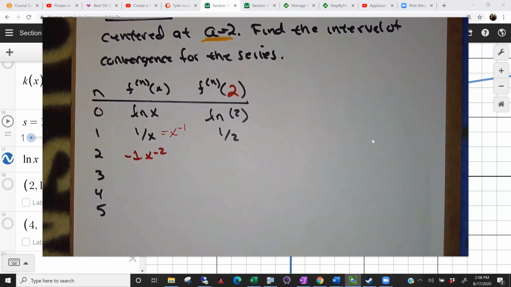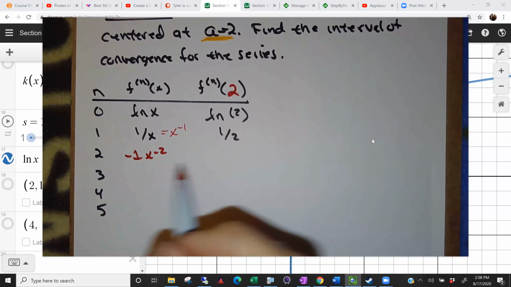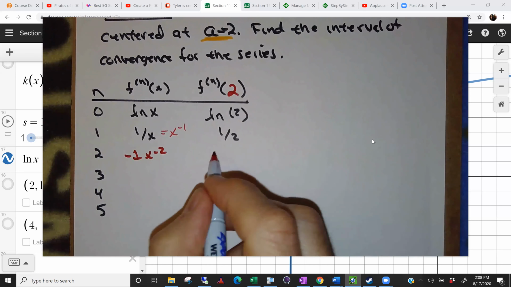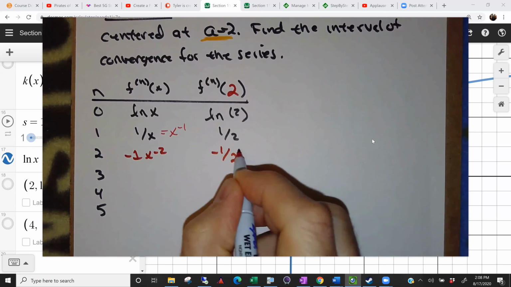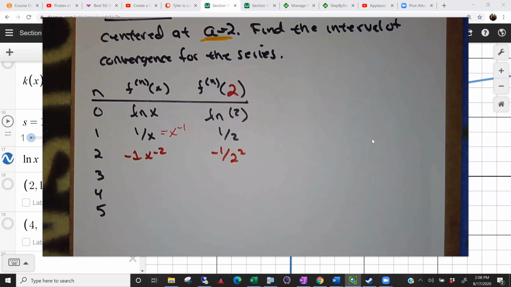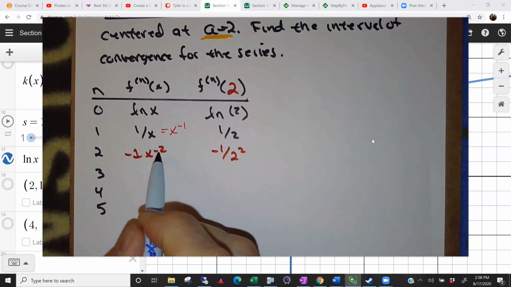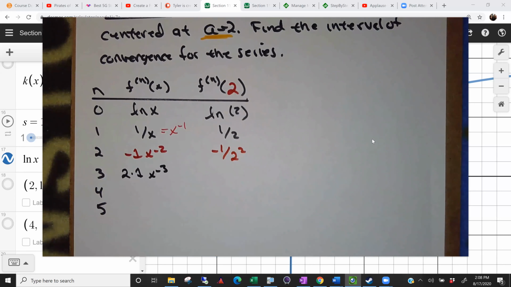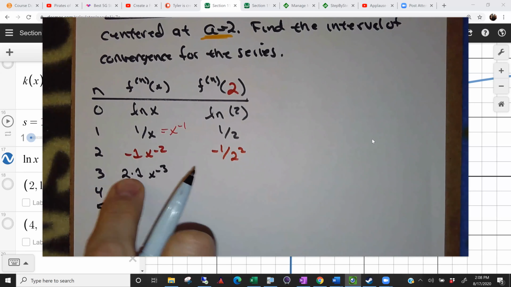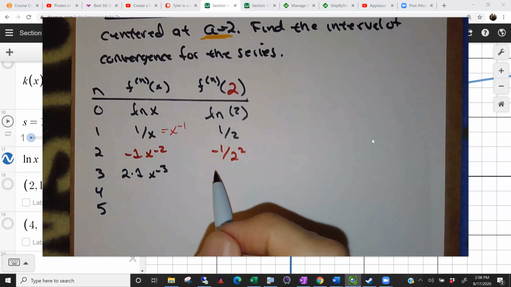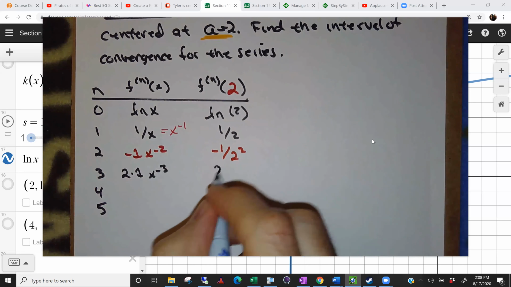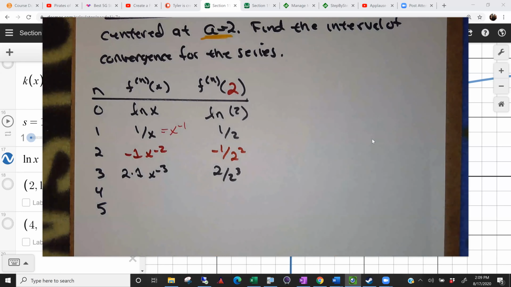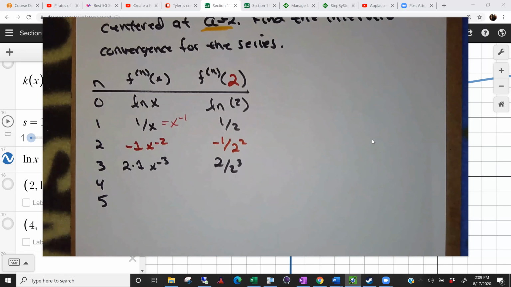And how about the derivative after that? Well, actually, you know what? We should probably evaluate the function. That's going to be negative 1 over 2 squared. Negative 2 times negative 1 is going to be 2 x to the negative third, or 2 over x to the third, or it's going to be 2 over 2 to the third. And I know that these will simplify, but I don't want to do that just yet.